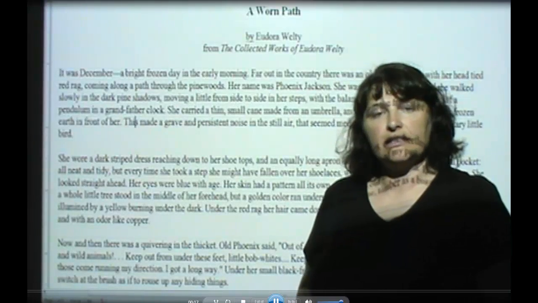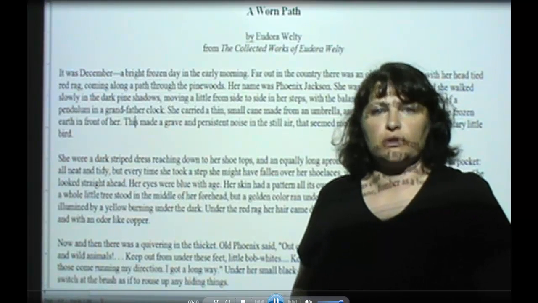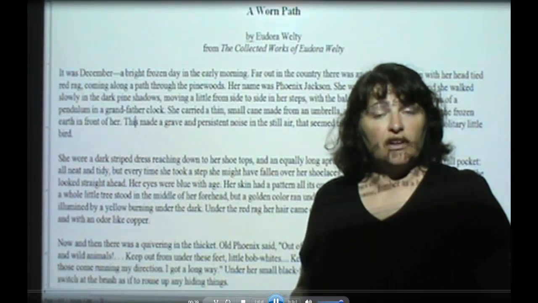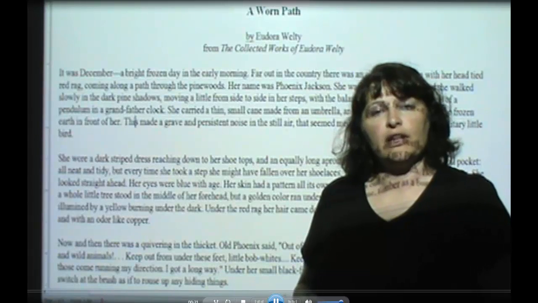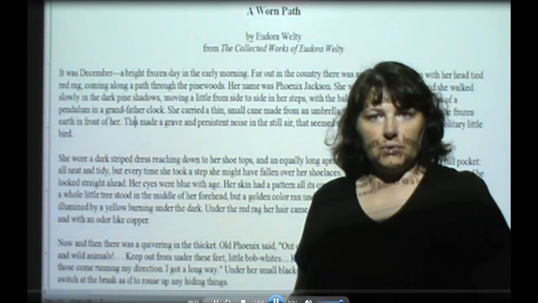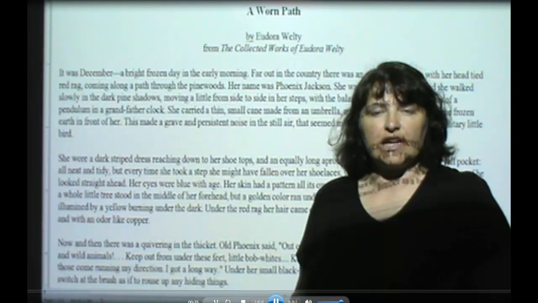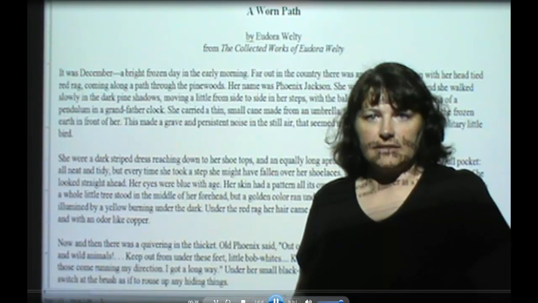Lesson on how to annotate or mark a short story. This will be very valuable to your reading because it will help you understand the story as you are reading it and have a fuller understanding for discussion in class.